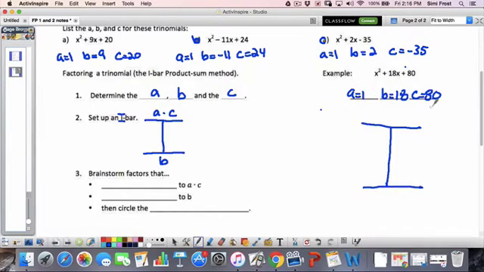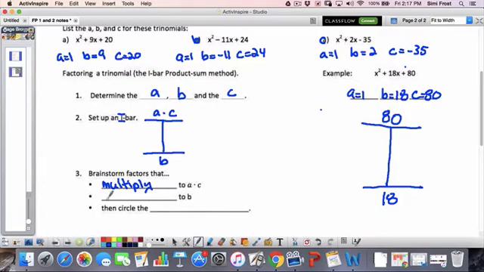So I'm going to take 1 times 80. And for this set of notes, you're going to see that A times C is always just going to be C because we are focusing on when A equals 1. Eventually, A will not always be equal to 1, but for now it is. So let's just get used to A times C, and yes, it's always just going to be C, but that'll change eventually. Okay, on the bottom, we're just going to put B, which is 18.